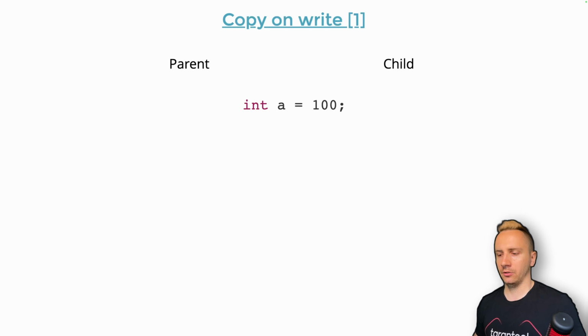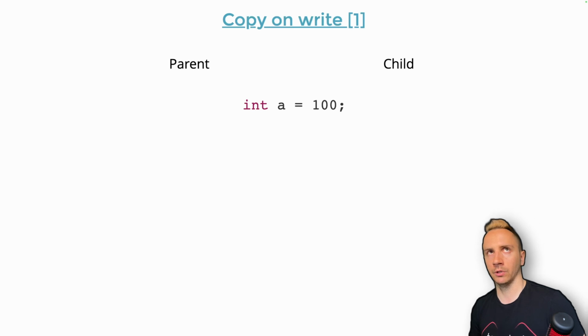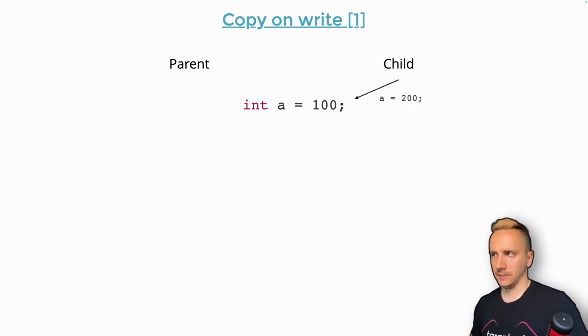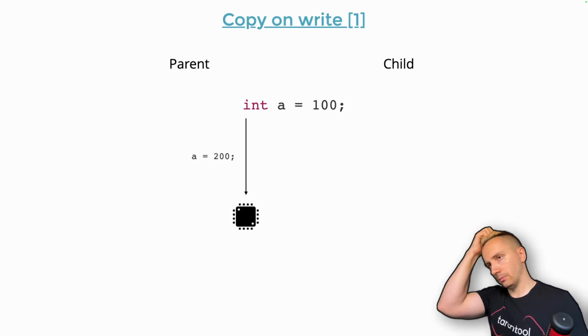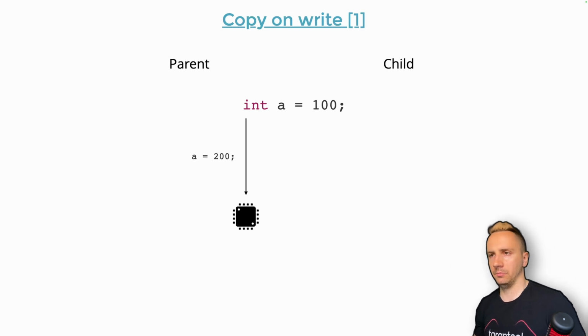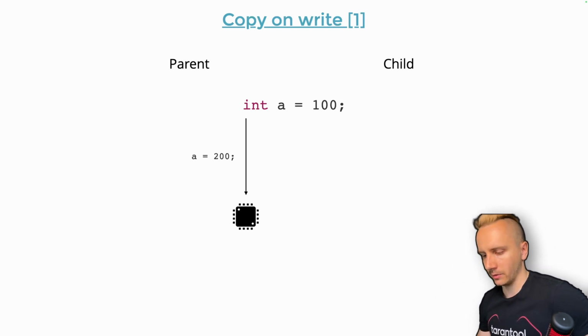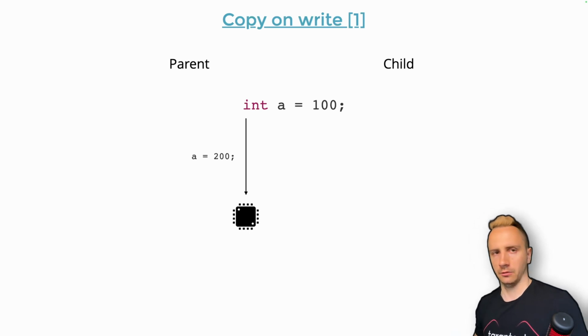You have parent and child, and the fork just happened, and they have, imagine, a variable a, which is equal to 100. Then at some point, the child wants to assign a different value to variable a. The variable a is stored in some memory page. So the CPU will try to send an instruction, a assign 20, to that memory page, to your memory device.